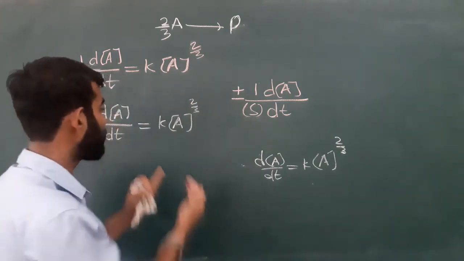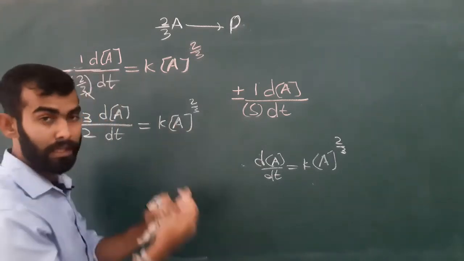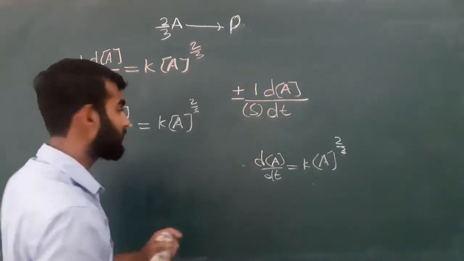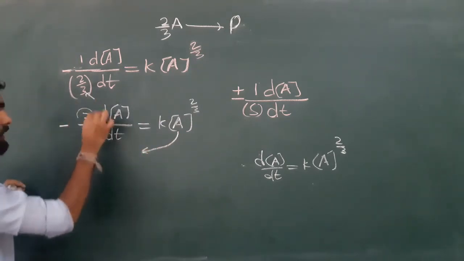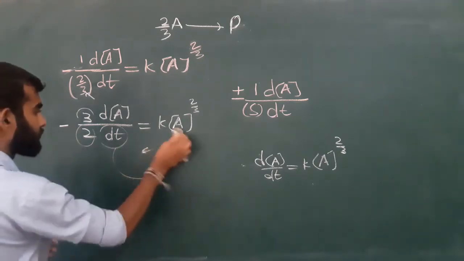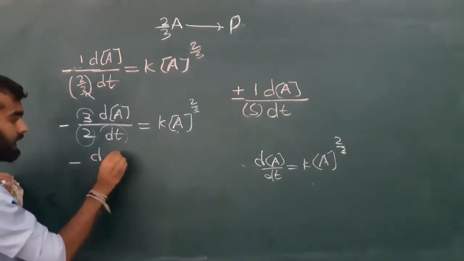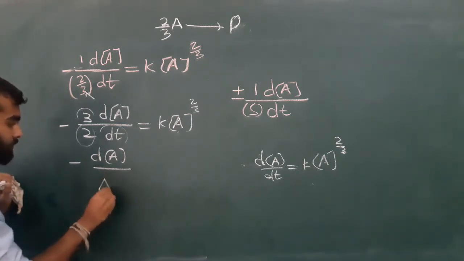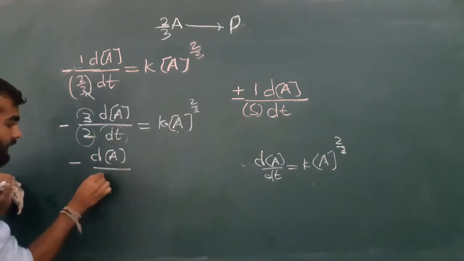Before integration we have to rearrange. How? We have to keep concentration terms on the left side and all the other terms on the right hand side. So I will move this concentration term to the left side and all the others, this 3, 2 and dt, will move to the right hand side. Okay, minus dA, this concentration term will come as the denominator because it is now a multiplication. When it comes to this side it will be a division.